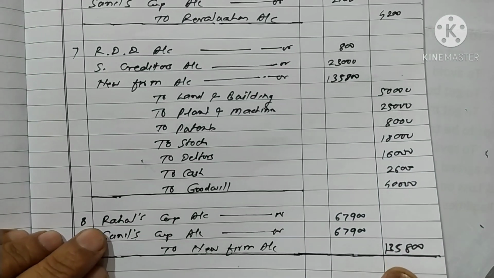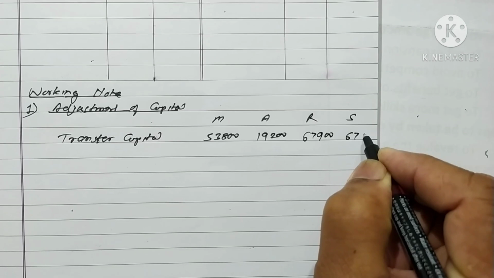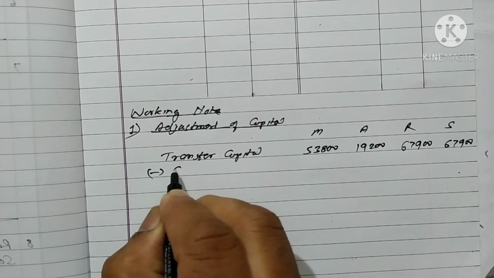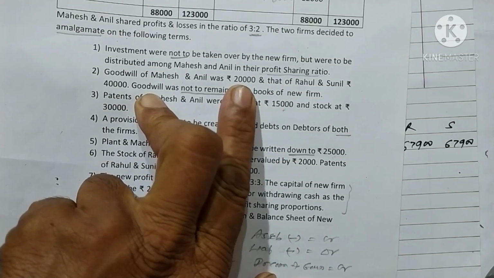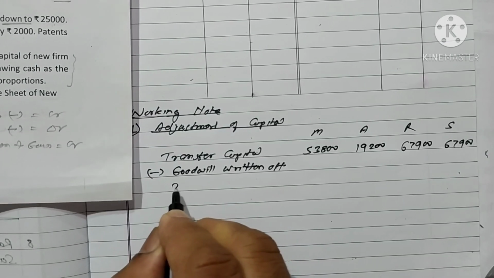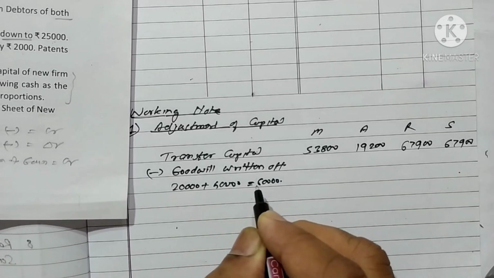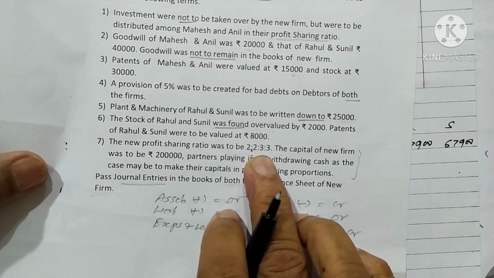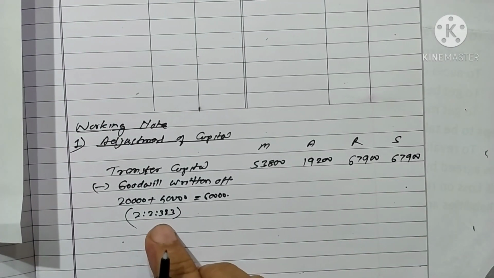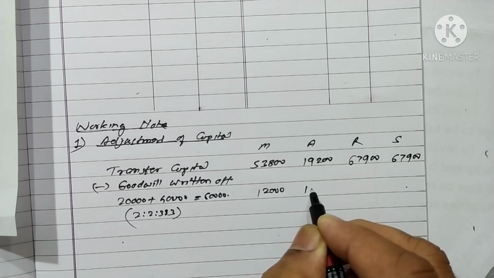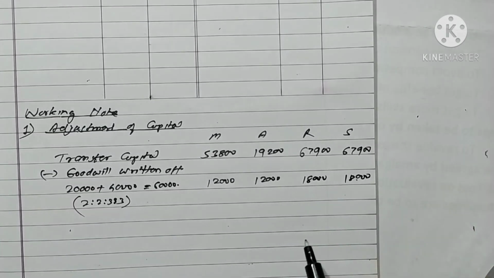Now Rahul's capital 67,900 and Sunil also 67,900. We have to subtract goodwill written off. Total goodwill 20 plus 40, it means 60,000, which is in the new ratio of 2:2:3:3. In proportion it comes here 12,000, here also 12,000, here 18,000, here also 18,000. Now we subtract.